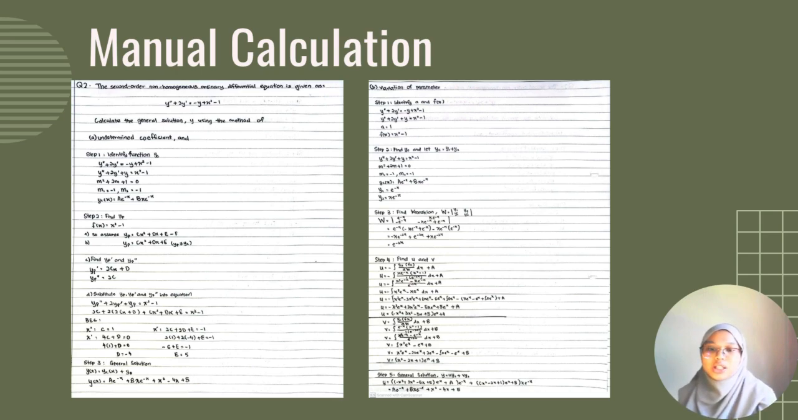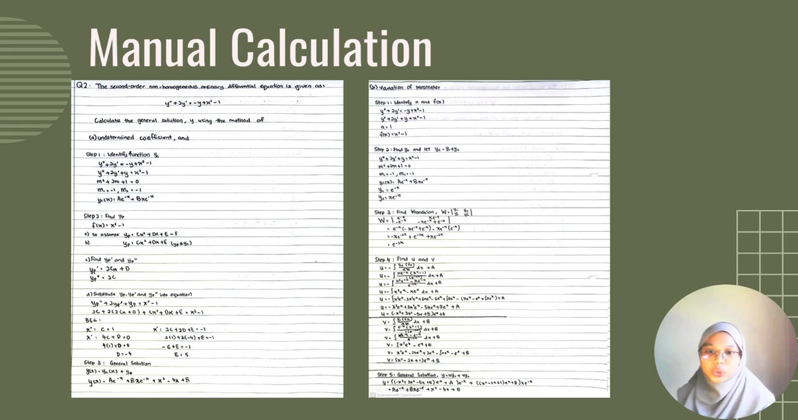So step 3 is to find the Wronskian. For the Wronskian, we can insert the value of y1 and y2 and the derivatives of y1 and y2 into this formula. So when we insert the values into this formula, we get e to the power of negative 2x. The next step is to find u and v.